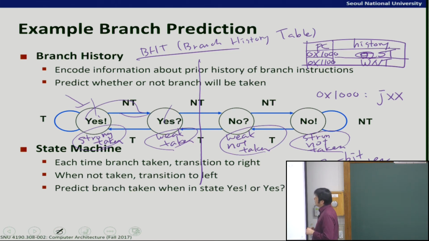아, 거꾸로. not taken일 때 오른쪽이고 taken일 때 왼쪽으로. 잘못됐네. Sorry. Good catch. Each time the branch is taken, make a transition to the left. 이거 right죠. Thank you.